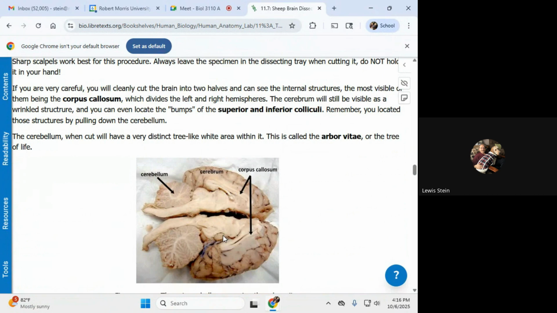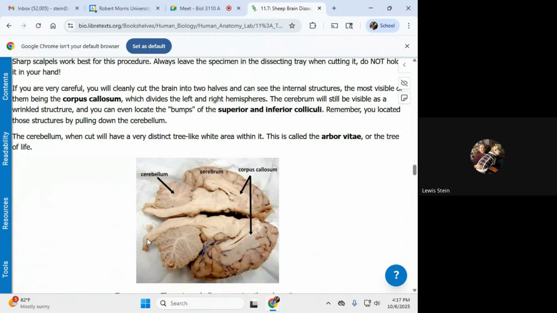And now you can see the arbor vitae in the cerebellum, and you can actually see the indentation here for the cerebral aqueduct. So this will be midbrain. Those will be the colliculi in the back. If you're lucky, you can see the pineal gland, like over here. And now this is the fourth ventricle. Eventually that fourth ventricle becomes something called the central canal, which goes all the way down the spinal cord.